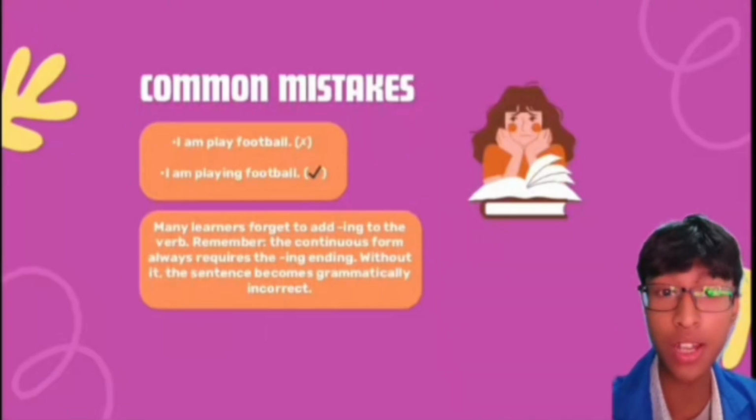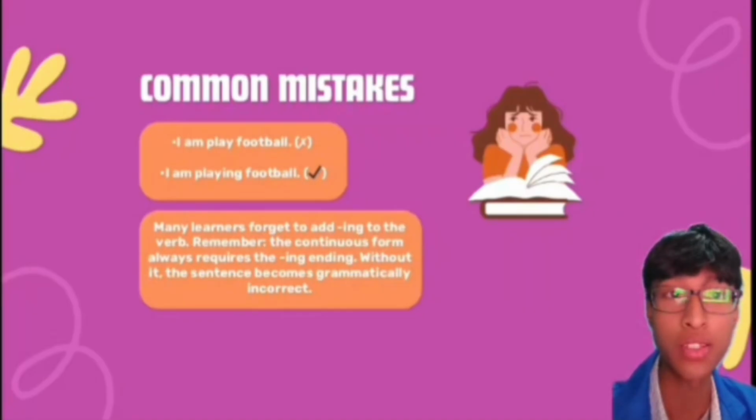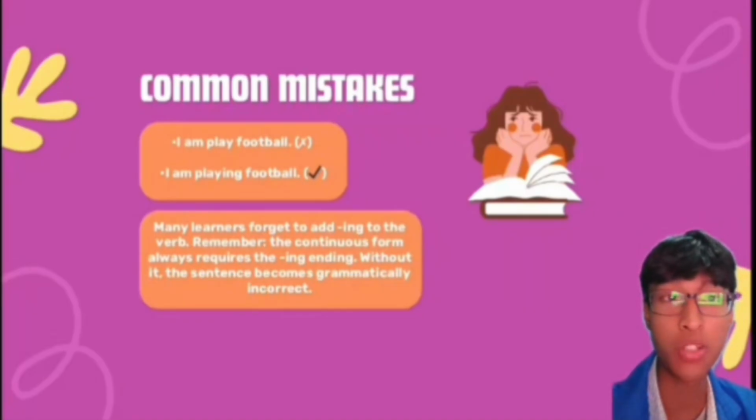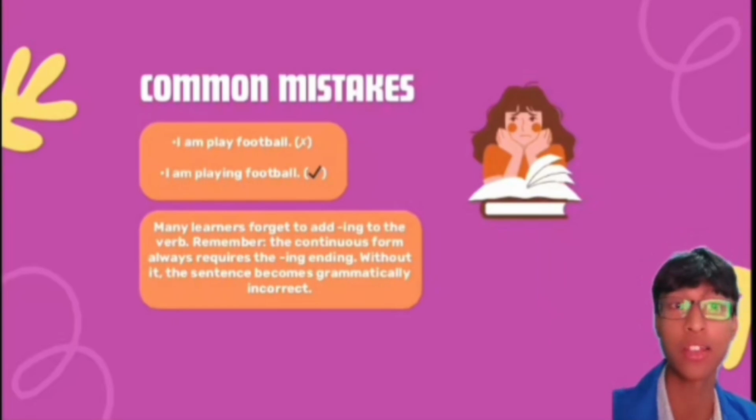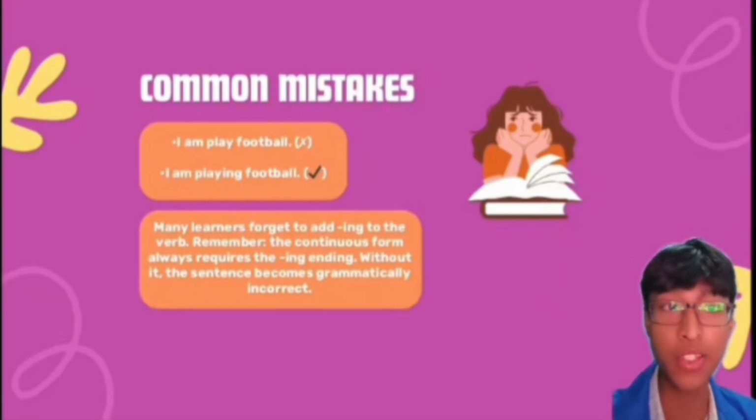Next, it is the common mistakes. Examples of two of these common mistakes, where mostly people say "I playing football," which is wrong, and then "I am playing football," which is the correct one. Many learners forget to add "ing" to the verb. Remember, the continuous form always requires the "ing" ending. Without it, the sentence becomes grammatically incorrect.